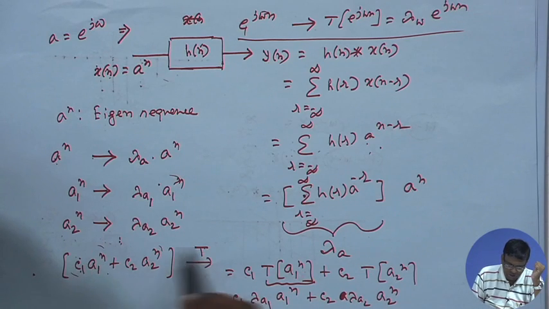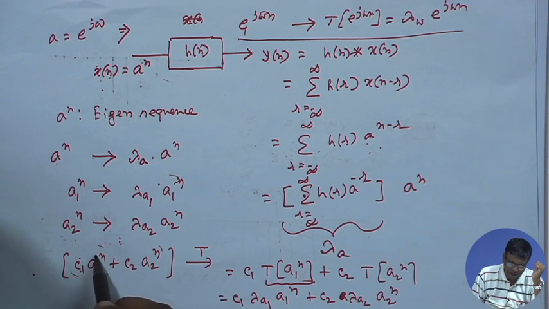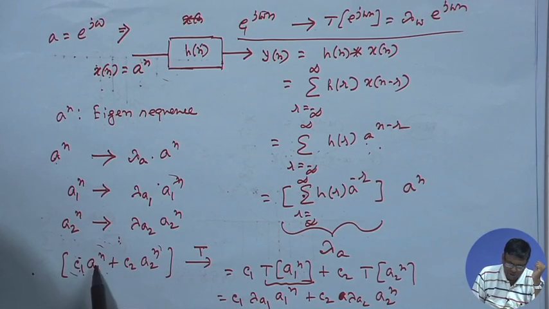Response due to this part: T working on c1 a1 to the power n. Because of linearity, c1 is a constant, so c1 will go out, and T will work directly on the sequence, giving this response multiplied by c1. And again, c2 into a2 to the power n, T working on that.